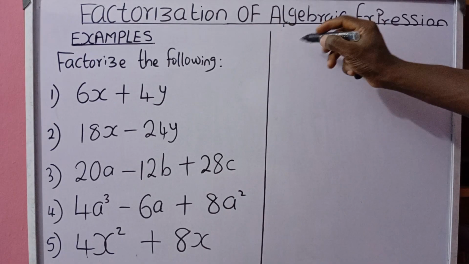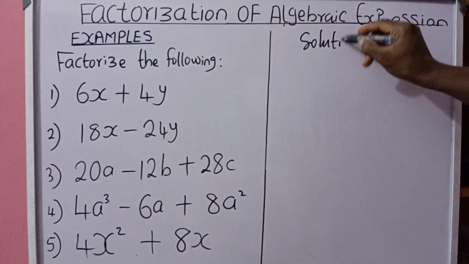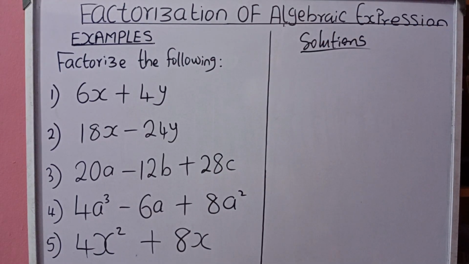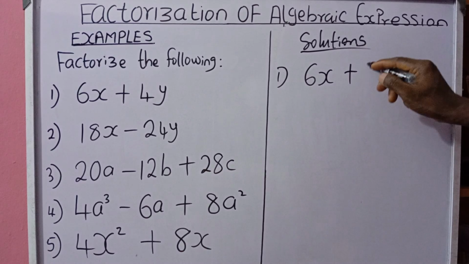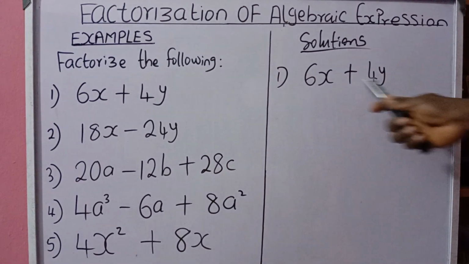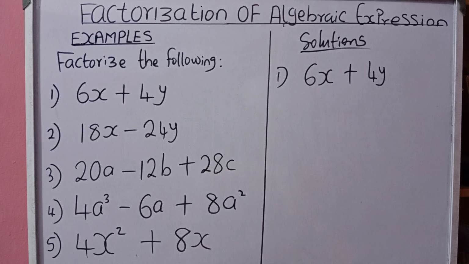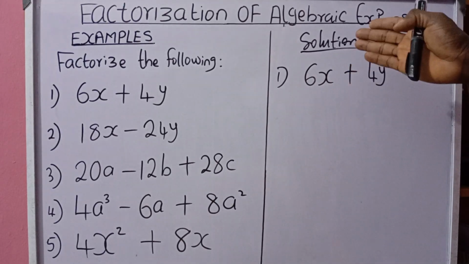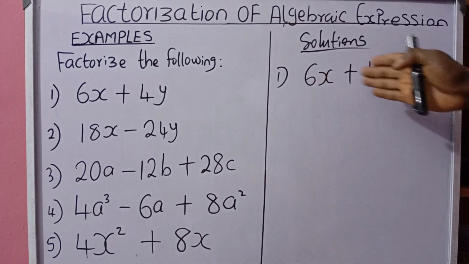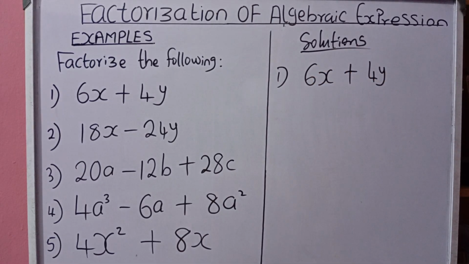Solution number 1. We have 6x plus 4y. We are meant to factorize this expression. What do we do first? You should have the knowledge of finding the HCF of the terms that are involved in that expression. HCF, which means highest common factors. So we have to get the HCF.